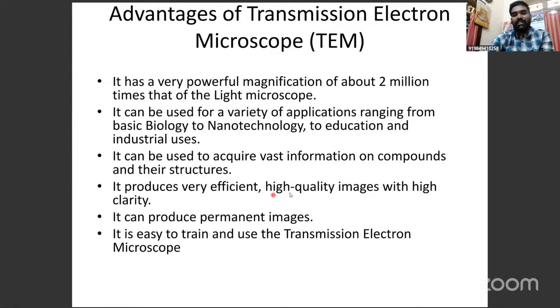It produces very efficient, high quality images with high clarity. By using the transmission electron microscope, we can see high quality, high clarity images of the specimen. It can produce permanent images. It is easy to train and use the transmission electron microscope. It is difficult for other electron microscopes, but for the transmission electron microscope, it is easy to train and use.